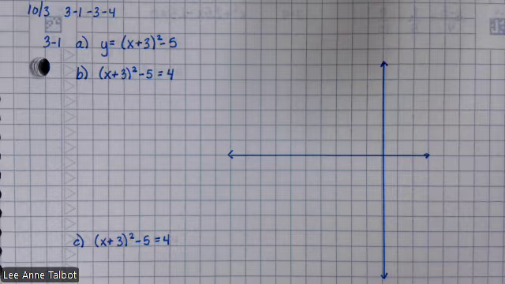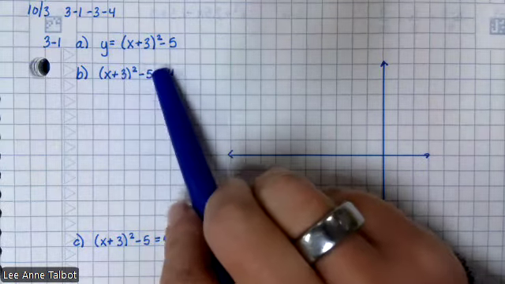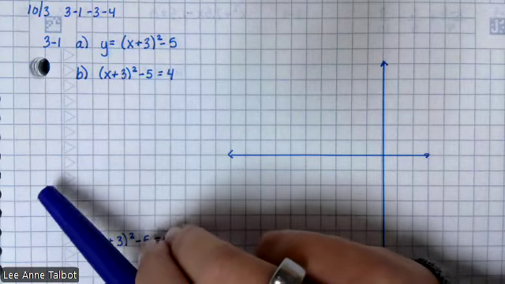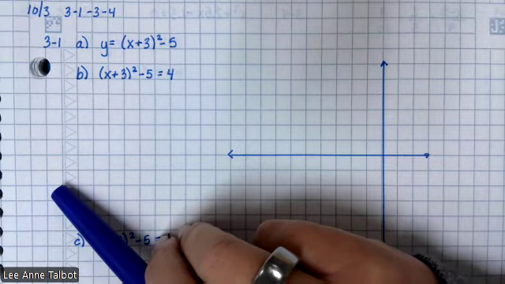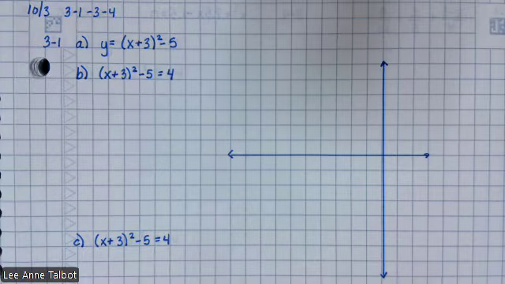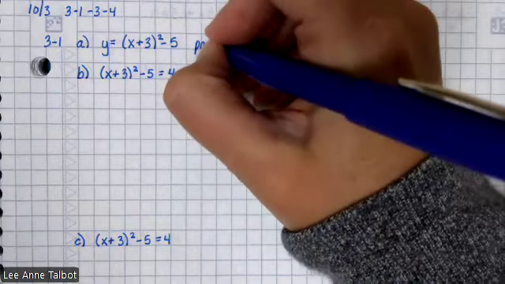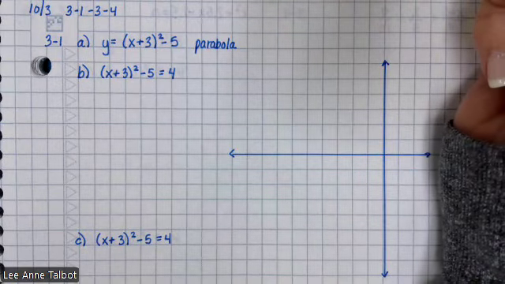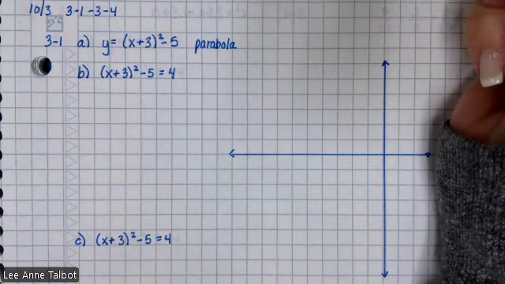Okay, everybody, so number 1A, what is this? What shape is this? It's a parabola. What is its locator point? -3, -5. And this is the next question I have for you. How many solutions are there to this parabola? How many solutions are there? More?